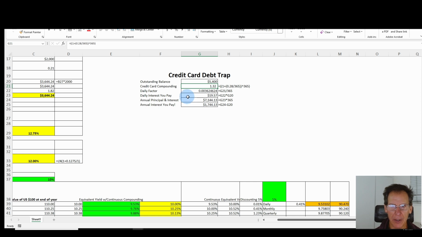Focus on your budget. Your annual principal and interest would be $7,144 if you leave this outstanding balance at $5,400. No wonder you can't get ahead. You're paying $1,744 a year to the credit card company. Please focus on this. Put this money into a long-term retirement. Then, when you're 70 years old, go ahead and just blow your mind away. Use that credit card however you want because you're going to have money sacked away. Oh, wow. That is the credit card debt trap.